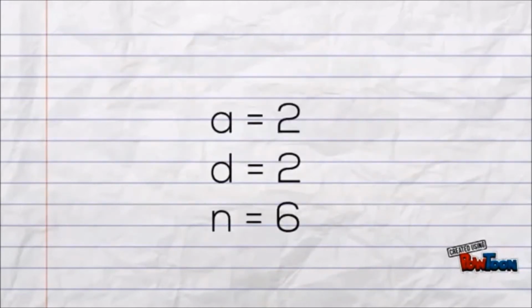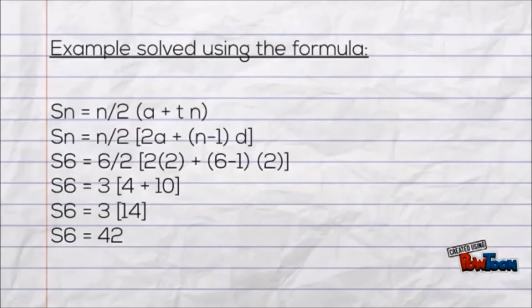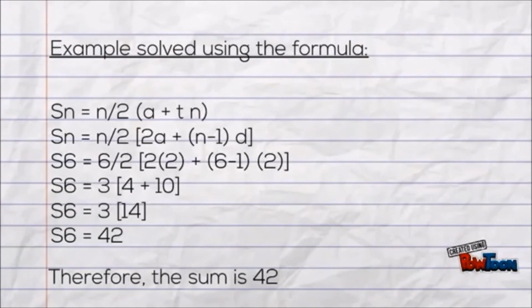The first term, a, is 2. The common difference between the terms, d, is 2 and the number of terms in the series, n, is 6. Now the same question can be solved using the formula. After plugging in the values into the formula, the answer can be determined by first solving for the brackets, which results in an answer of 14, which is then multiplied by 3 to produce the final answer, 42. See how easy this was?